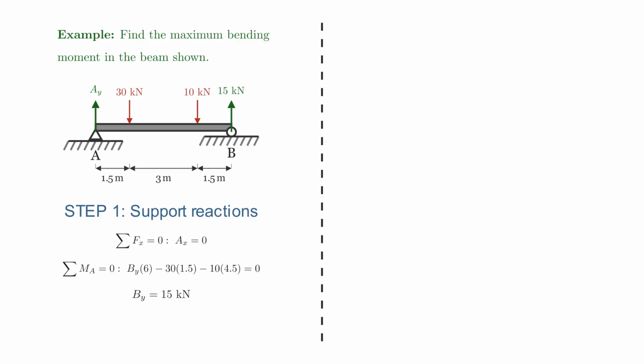Then we can take our third equilibrium equation, the sum of the forces in the Y direction equals 0. Taking up as positive and the downward direction as negative, starting at the left-hand side this time, we have our support reaction AY. This is positive, so we add it on. Then for the 30, it's down, so it's minus 30. The 10 kilonewtons is also downwards, so it's minus 10. And then our support reaction at B is 15, which is upwards, so it's plus 15. And these add up to 0. Rearranging and solving, we get that AY is equal to 25 kilonewtons.